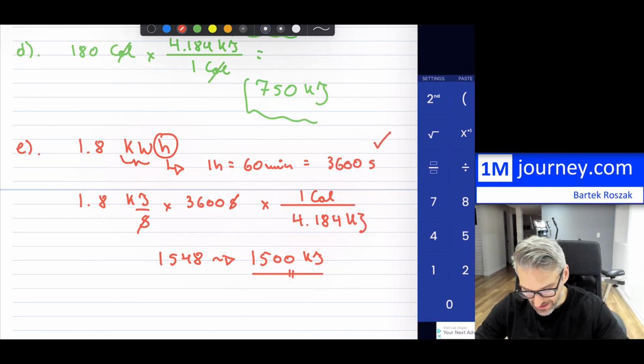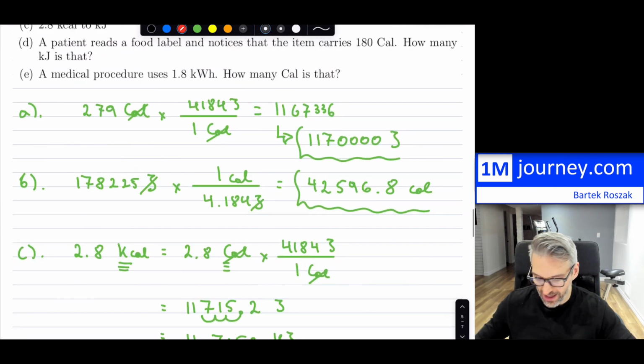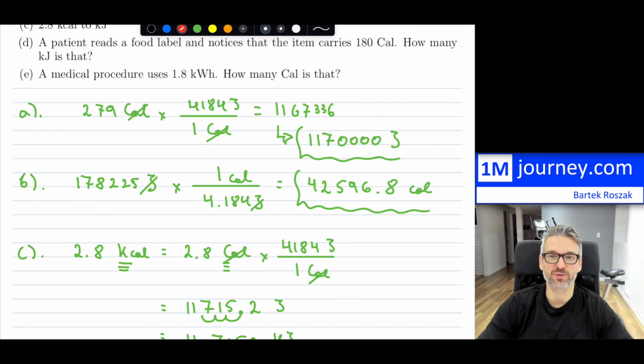Okay, so that is it for this example, and it completes the introductory questions that I wanted to throw at you in the beginning. So some conversions, and a little bit about heat transfer.